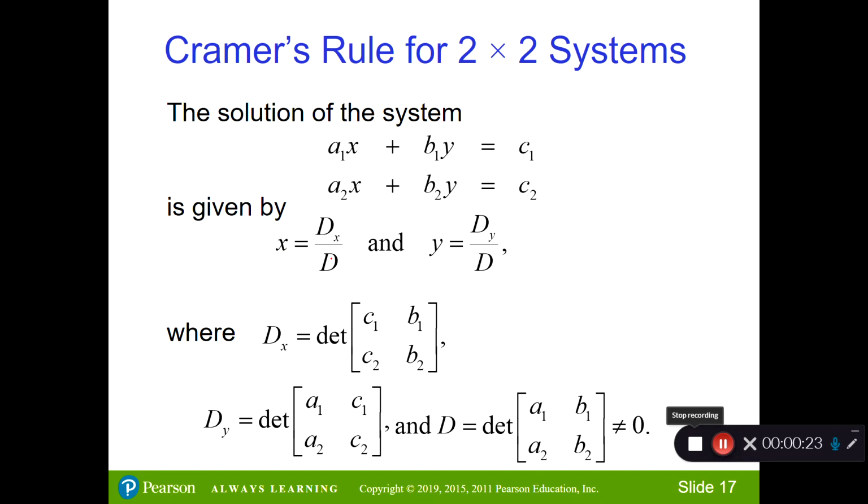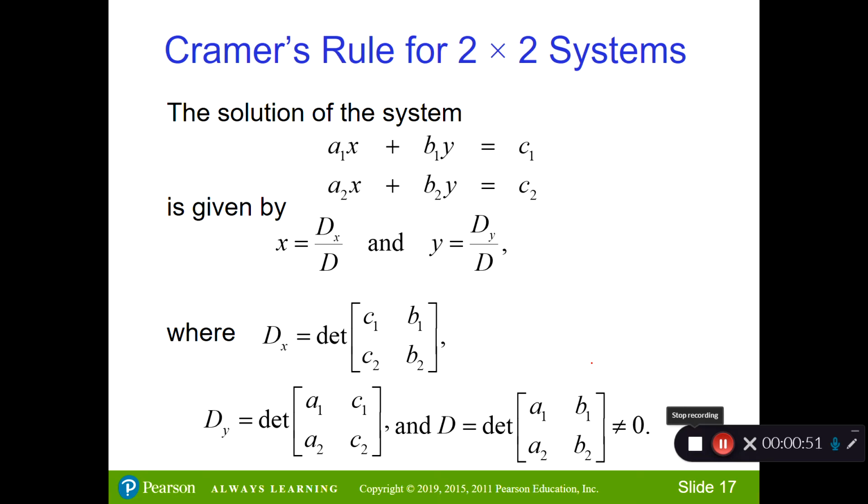The x will be the determinant. It's a ratio of determinants, x and y. So the D with the subscript of x is the determinant c1 b2 minus c2 b1. And the Dy is the a1 c2 minus a2 c1. And the D is a1 b2 minus a2 b1.